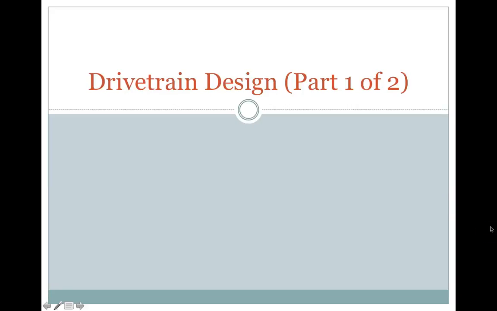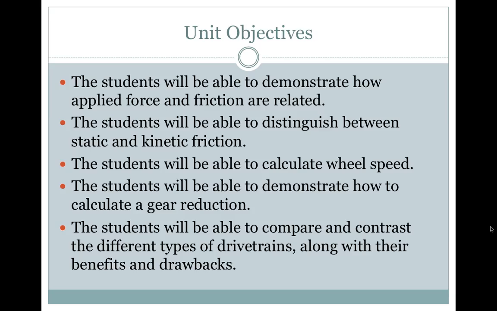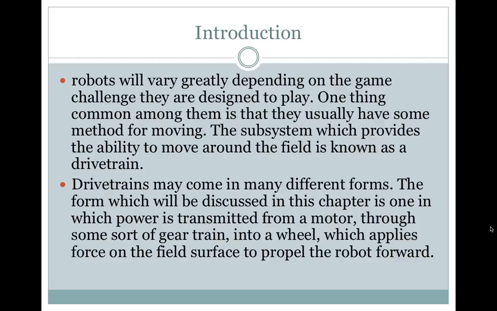Drivetrain Design, Part 1 of 2. The unit objectives. The students will be able to demonstrate how applied force and friction are related. The students will be able to distinguish between static and kinetic friction. The students will be able to calculate wheel speed. The students will be able to demonstrate how to calculate a gear reduction. The students will be able to compare and contrast the different types of drivetrains along with their benefits and drawbacks.